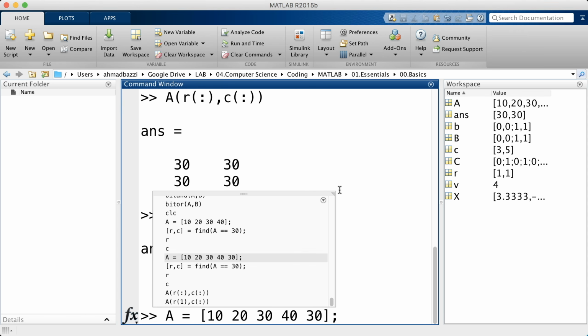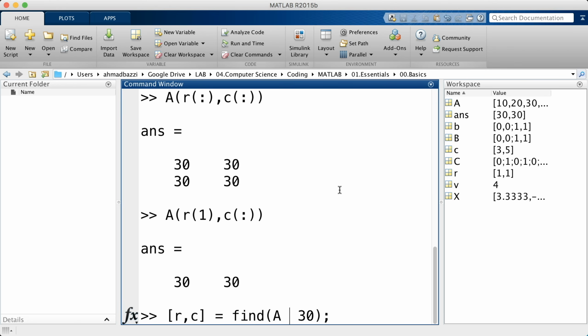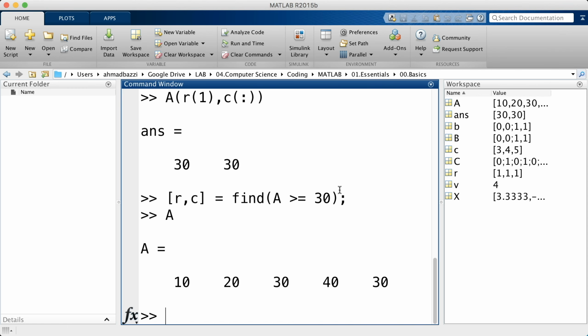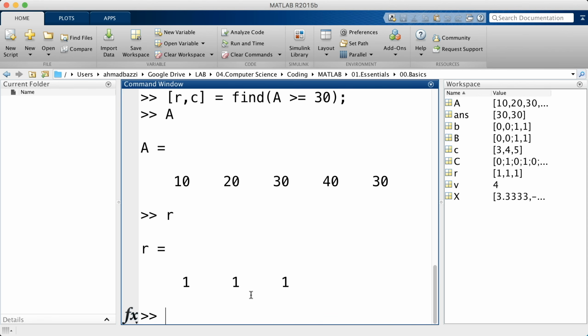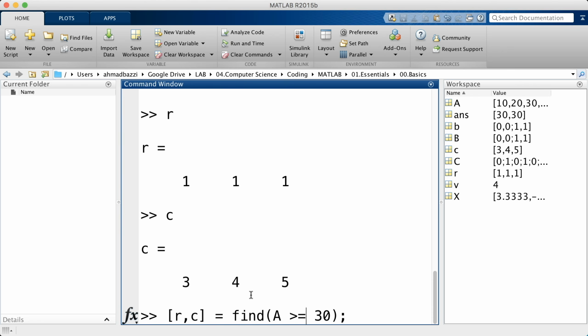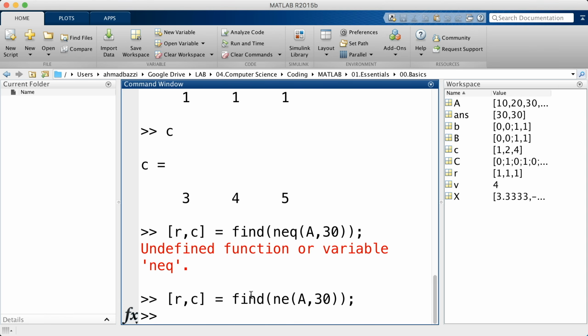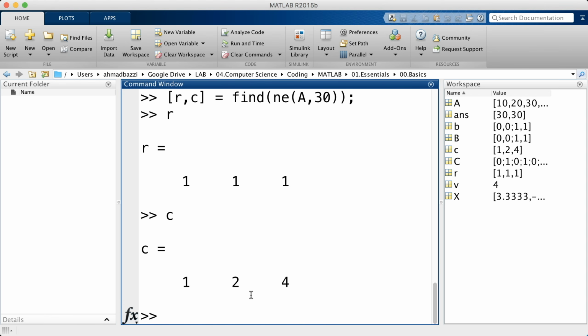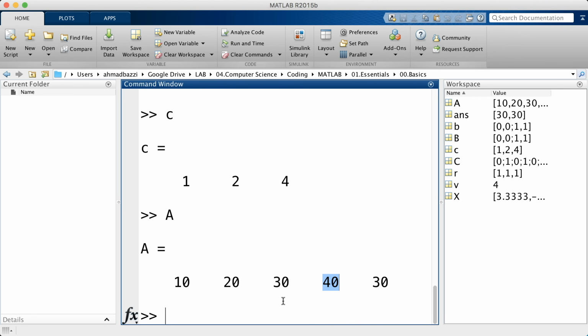Now let's say you want to have some relational operation as such. All elements that are greater than or equal to 30 are sitting right here, right? So R would be 1, 1, 1, and C would be 3, 4, 5, right? Also check for non-equality, so not equal to 30. 1, 2, 4, so elements sitting at 1, 2, and 4 are not equal to 30.